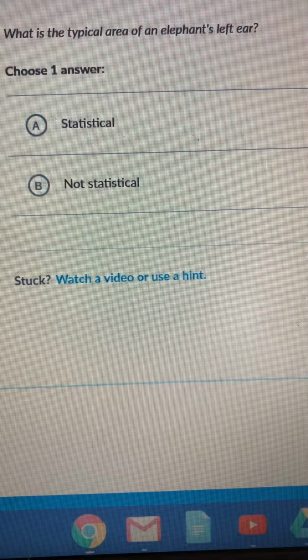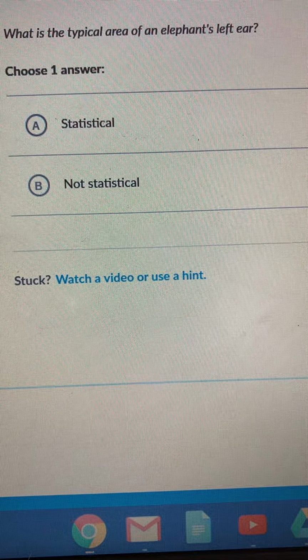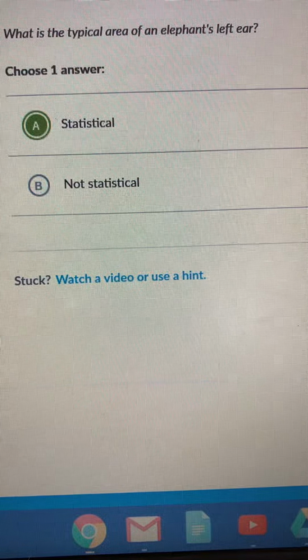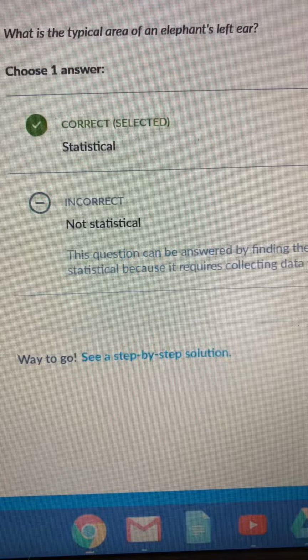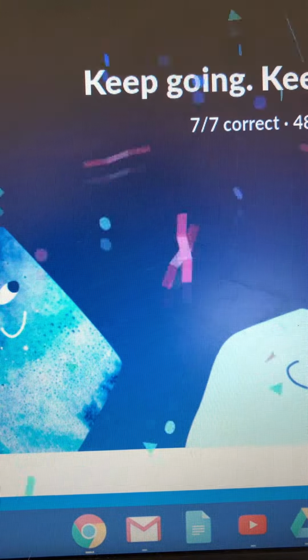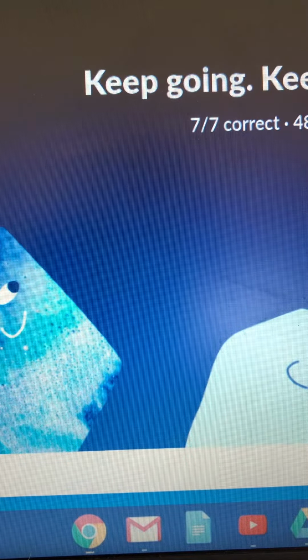And then the last one: what is the typical area of an elephant's ear? I'm going to assume that elephants' ears have slightly different sizes, so that is also statistical. Again, if there's more than one answer, it's statistical. If it's very clear, yes or no, one answer, it is not statistical.